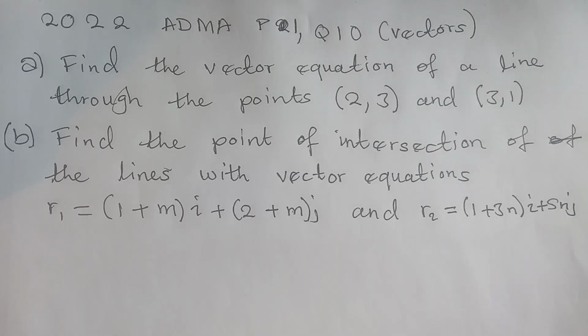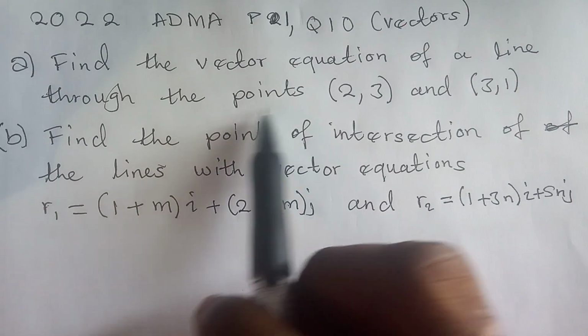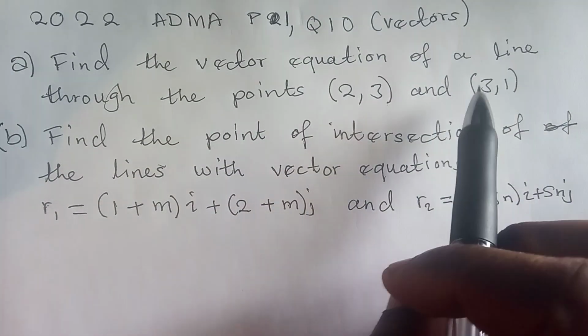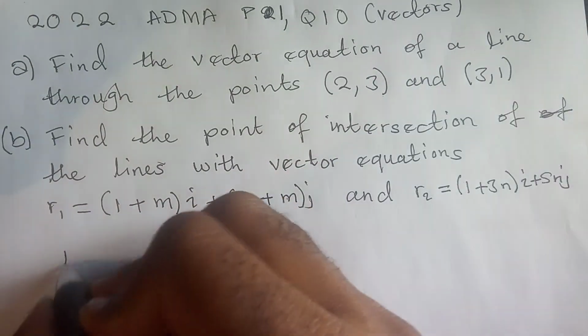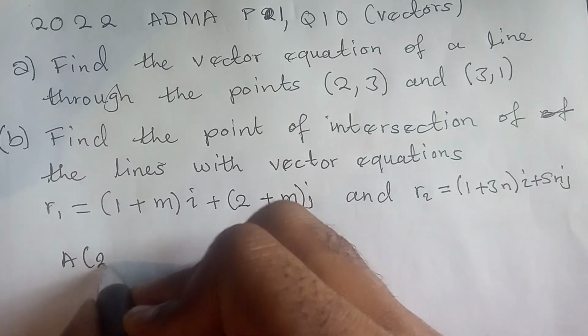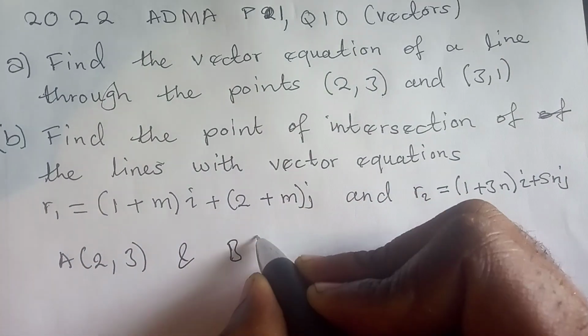So this is 2022 ADDMA paper 1, question 10. Find the vector equation of a line through the points (2, 3) and (3, 1). So we can just call the points A and B.